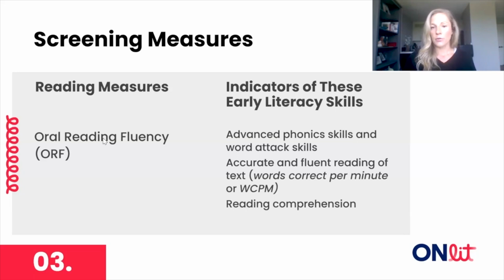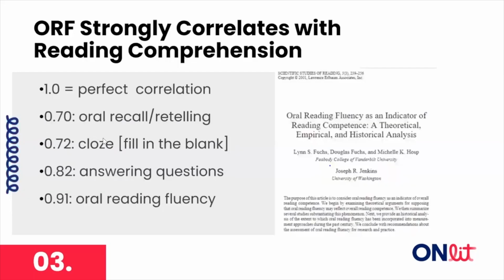If you are implementing universal screening for students in grade 3 or higher, these are measures that can also be used. In 2001, Fuchs and colleagues conducted an analysis of oral reading fluency as an indicator of reading competence, which includes not only accurate and automatic word reading, but also understanding or comprehending what is being read.